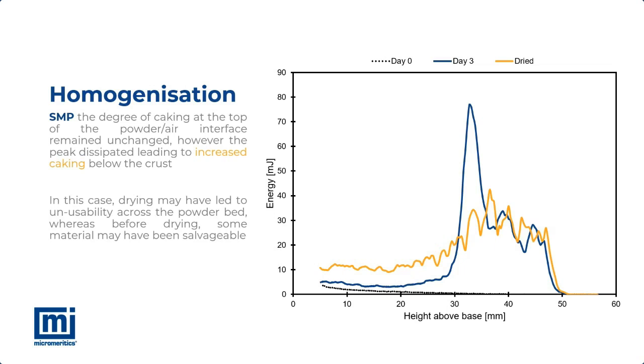may have been salvageable, whereas the dried sample experienced an increase in the flow energy throughout the bed. On the other hand though, it may be that in reducing the crust strength and distributing the caking throughout the entire sample, the flow energy may now be low enough to maintain a reasonable level of processability. In either case, the particular result depends heavily on the specifics of our process and how much of a decrease in flowability we're prepared to accept in order to prevent wastage.